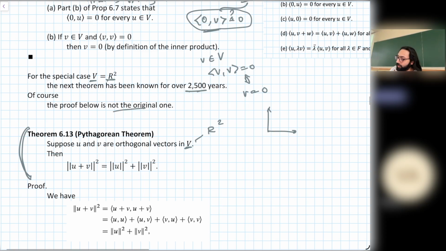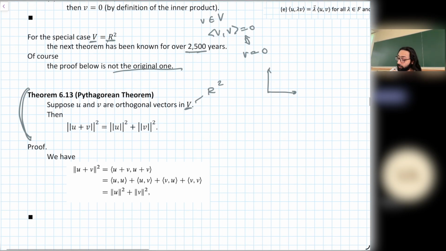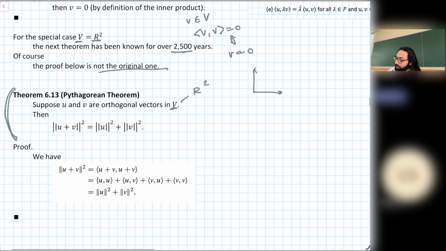Obviously the proof that we're using is not the original one, because you have to introduce all this machinery to be able to even make such statements. These didn't exist back in the day. And the statement is, of course, something we are very well familiar with. If you imagine that there is some vector u and there is some vector v, and we are given that u and v are orthogonal.